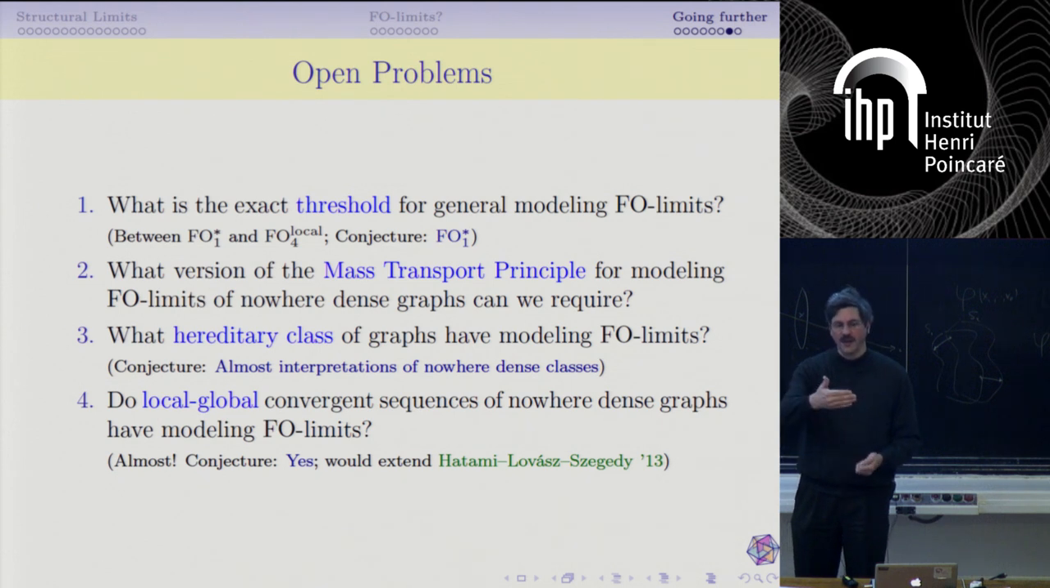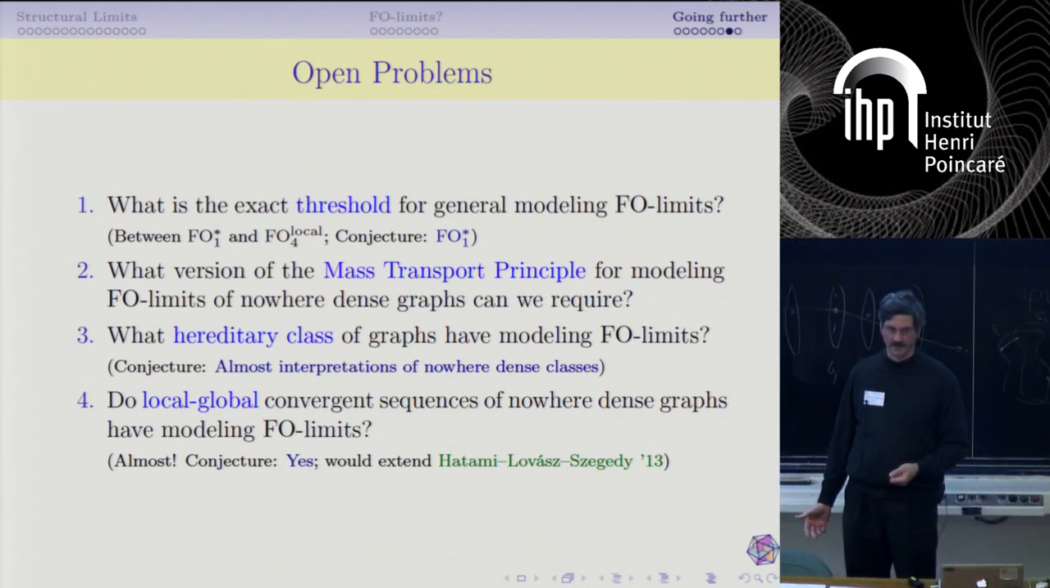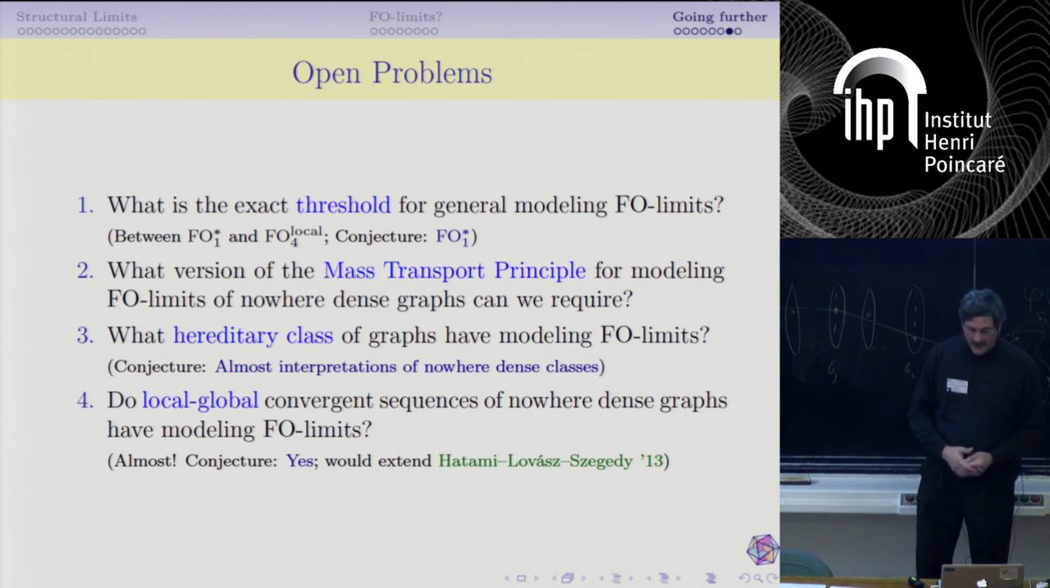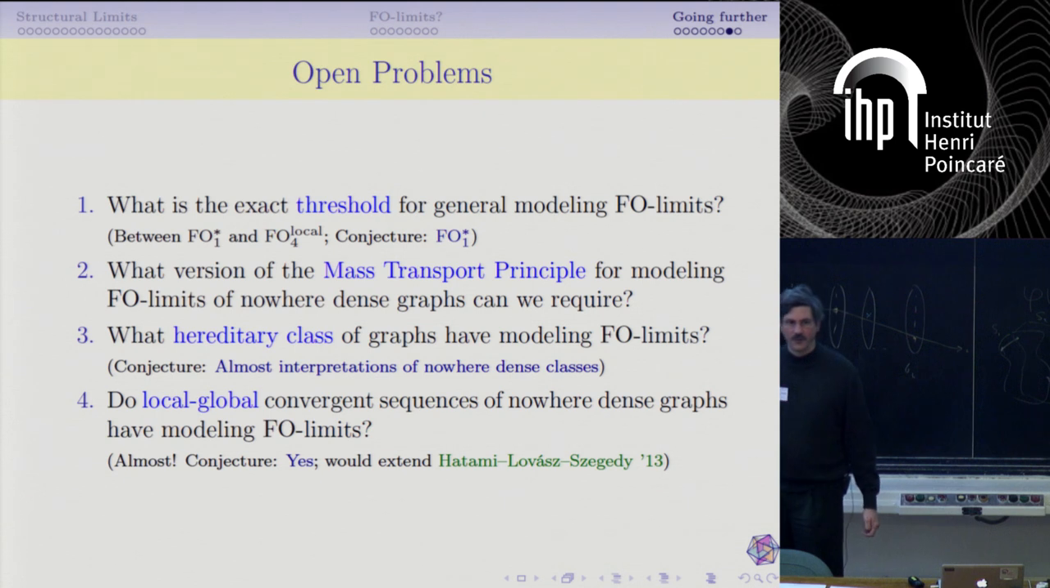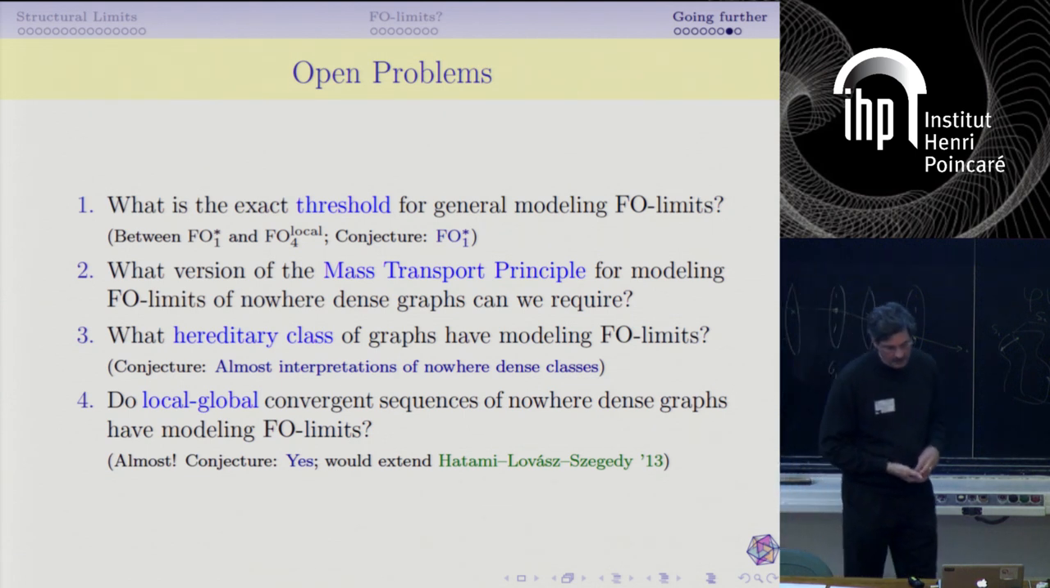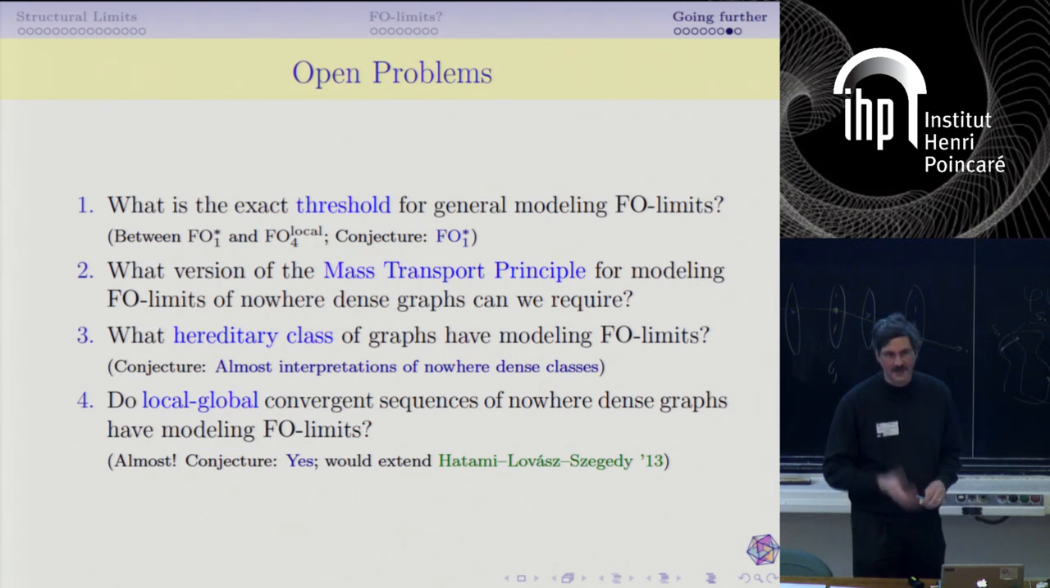We know that every FO1 star convergent sequence of graphs has a modeling limit. And we can prove that if we take four free variables, so local formulas with four free variables, there are sequences which are FO4 local convergent that do not admit a modeling limit. So what is the biggest fragment of first order for which we can have, in general, a modeling limit? And my personal conjecture is that FO1 star is actually tight.